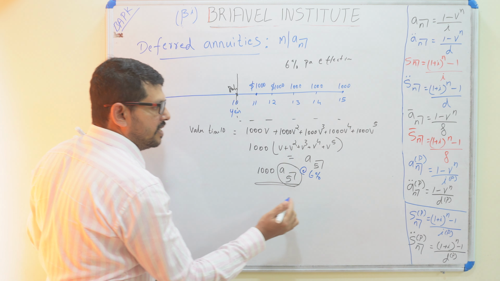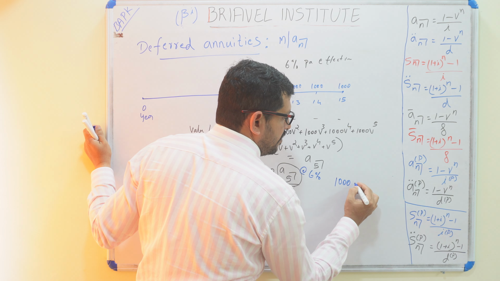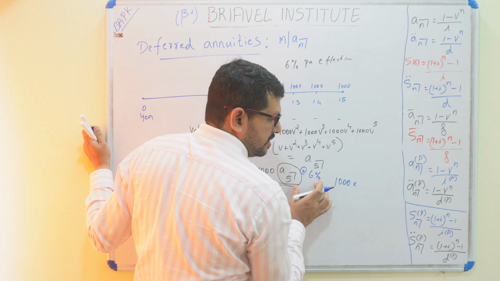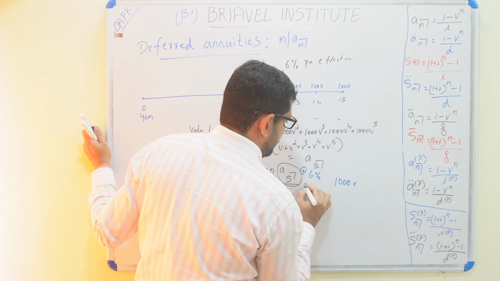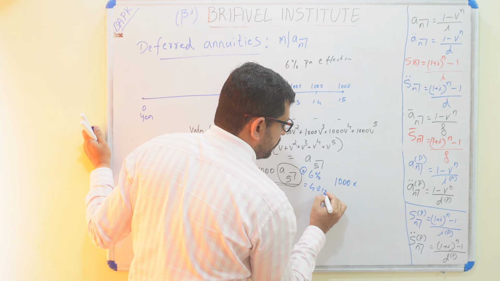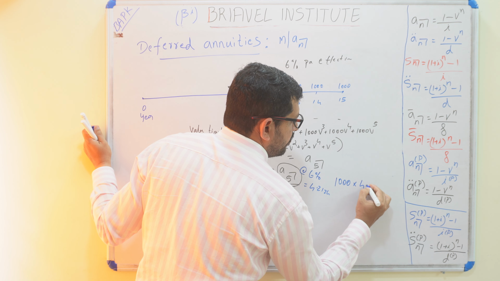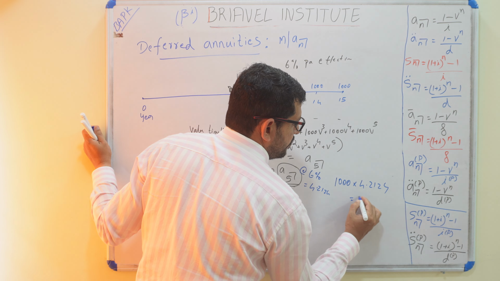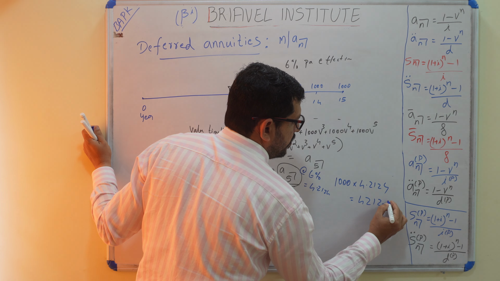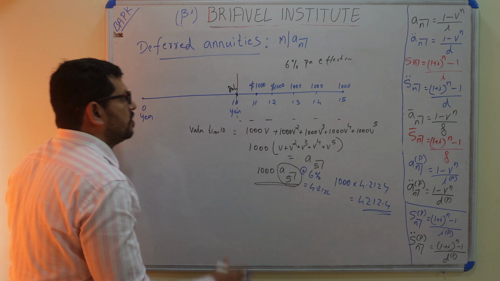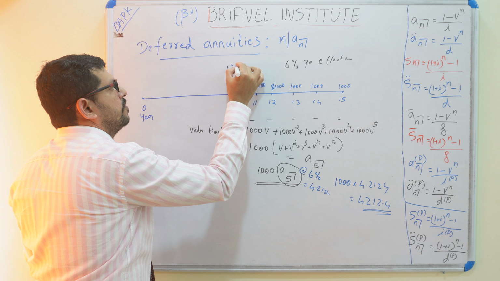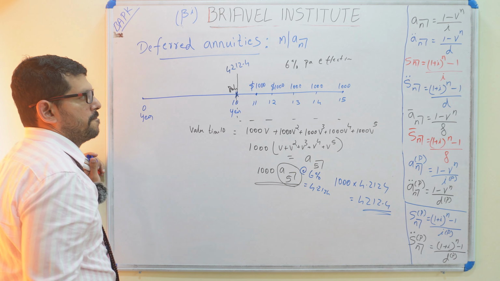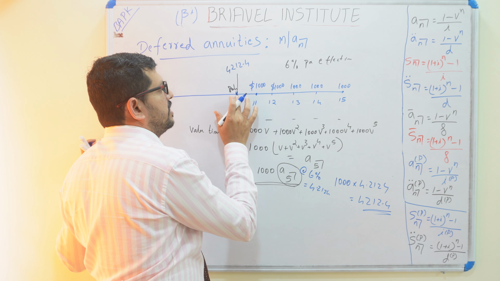We can check, and we get 1,000 multiplied by a_5 at 6% interest. This will give 4.2124, so 4,212.4. It will come like that. So what is the value here? The value is 4,212.4, the value here at time 10.